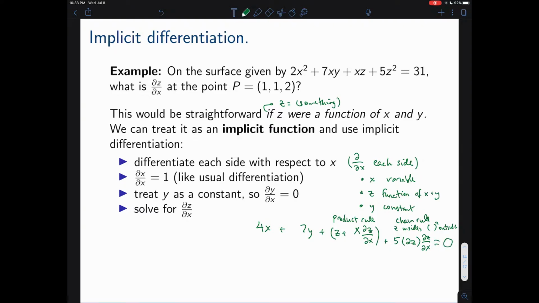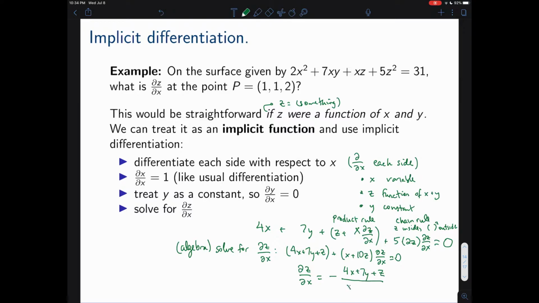All right, so in our implicit differentiation, we got an equation that involves x, y, z, and the derivative, partial z partial x. The derivative is what we want. So now at this point, we can just use algebra to solve for the derivative we're looking for. So let's group together all the terms that don't have that derivative, and then all the terms that do have that derivative. And that tells us that the derivative we're looking for is minus (4x plus 7y plus z) over (x plus 10z).